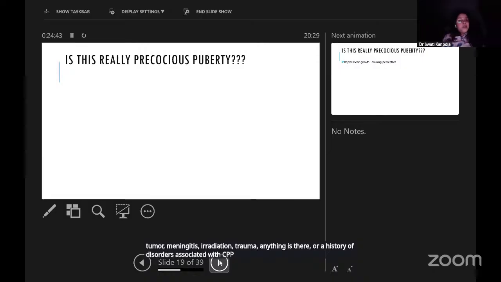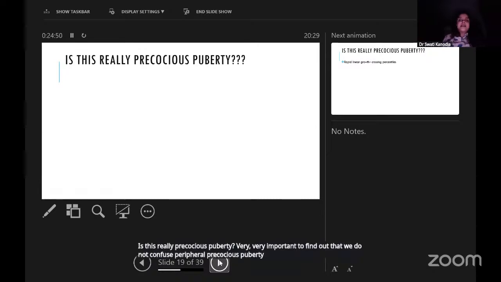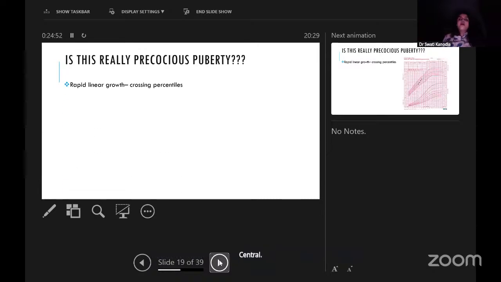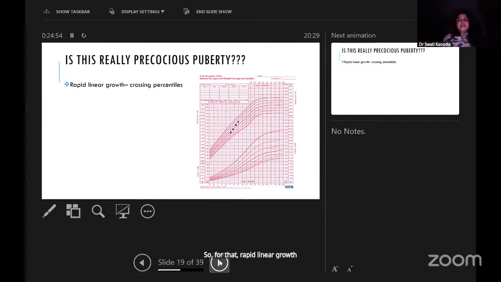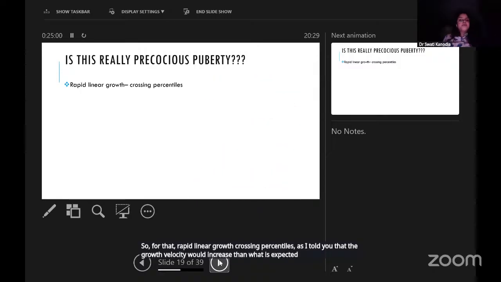Is this really precocious puberty? It is very, very important to find out that we do not confuse peripheral precocious puberty with central. So for that, look for rapid linear growth crossing percentiles, as I told you, where the growth velocity would increase more than what is expected at that age.